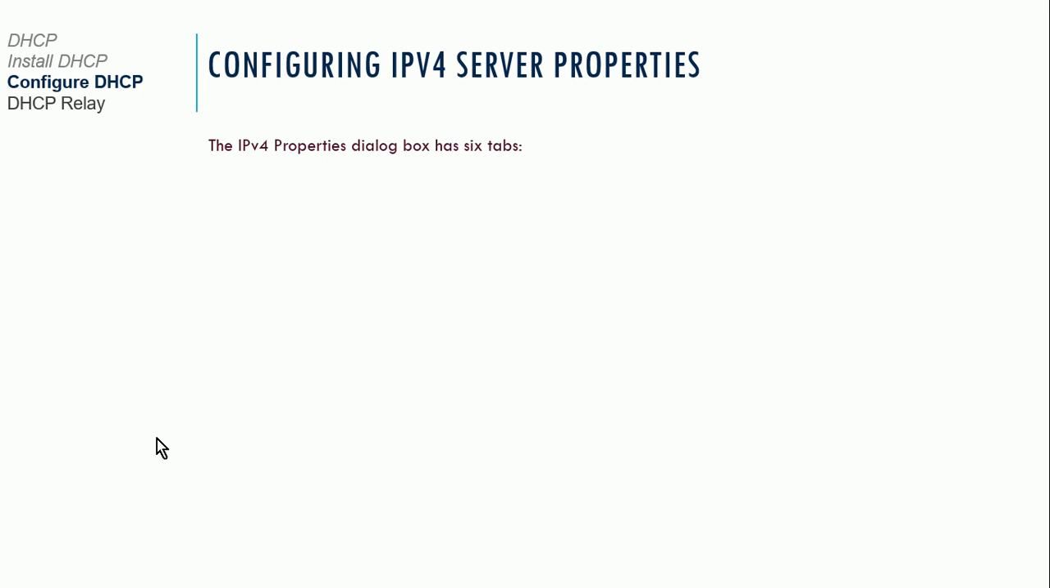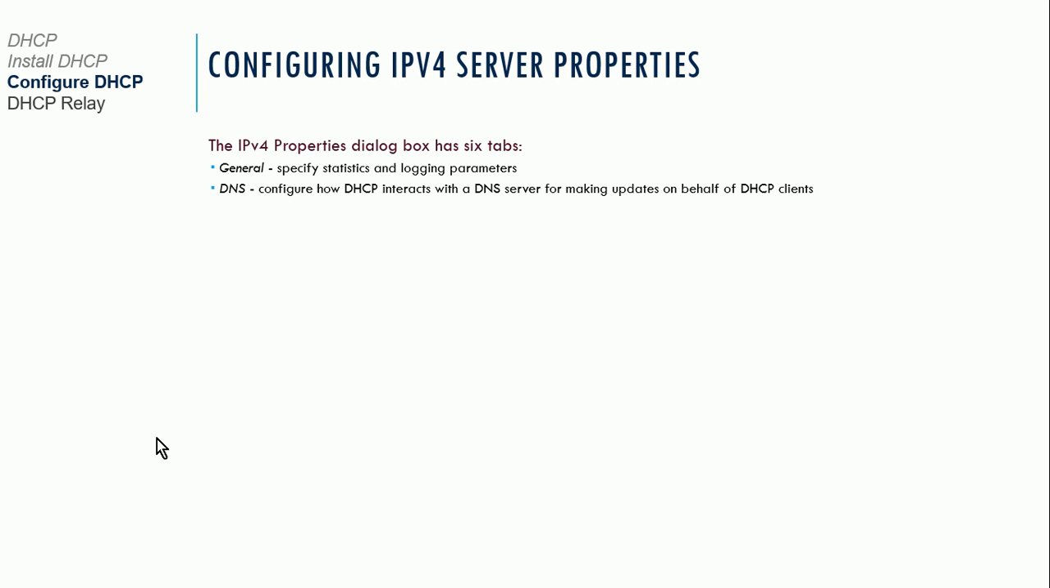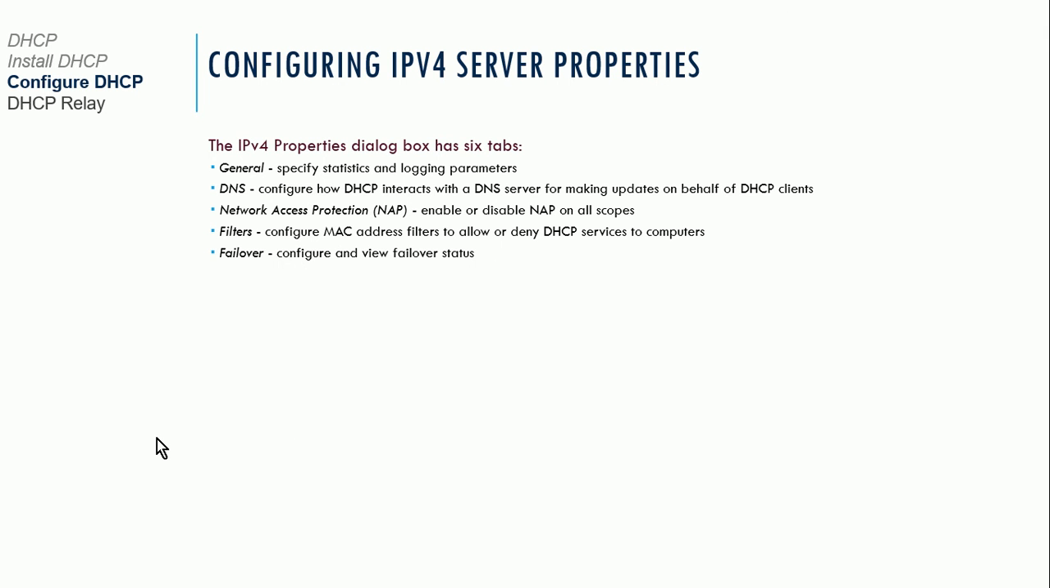For the IPv4 properties dialog box, you'll have six tabs: the General tab, DNS, Network Access Protection, Filters, Failover, and Advanced. General specifies statistics and logging parameters. DNS is how DHCP is going to interact with the DNS server, making updates, which we learned about in our previous unit. We learned how DHCP can update DNS using dynamic DNS updates every time a new device is added to the network, for example. This is where you configure that behavior.